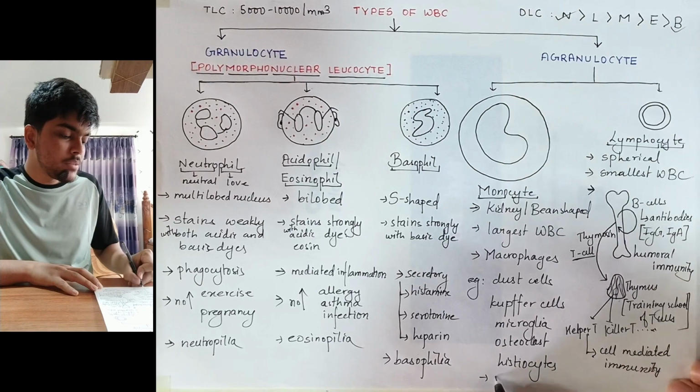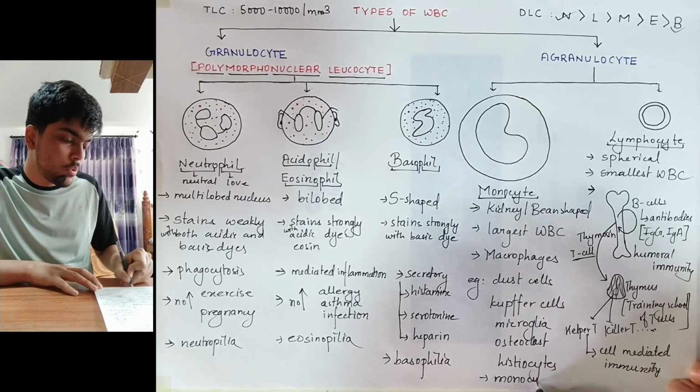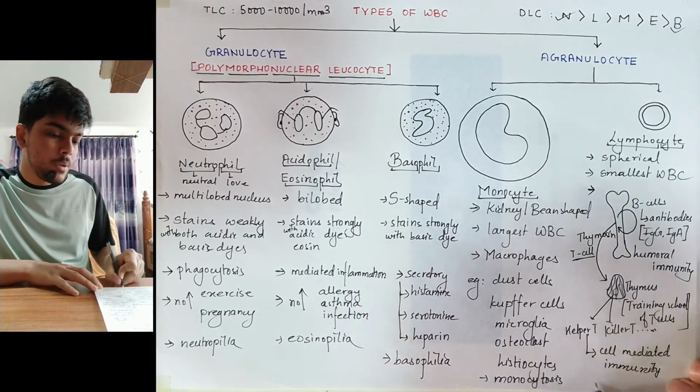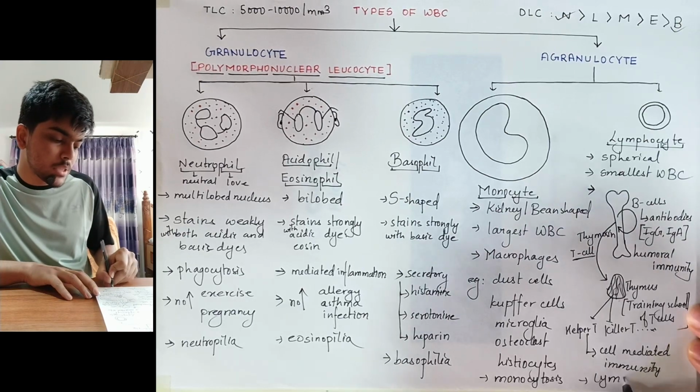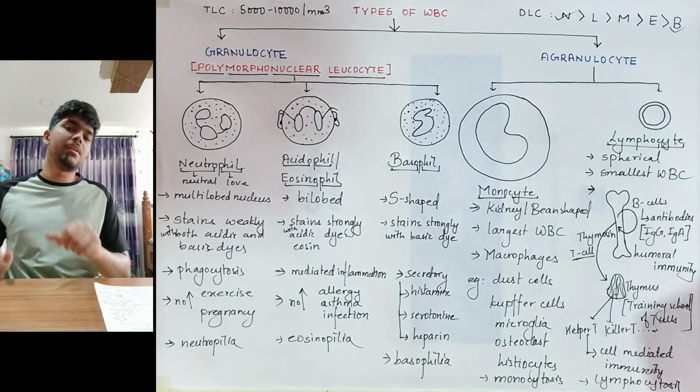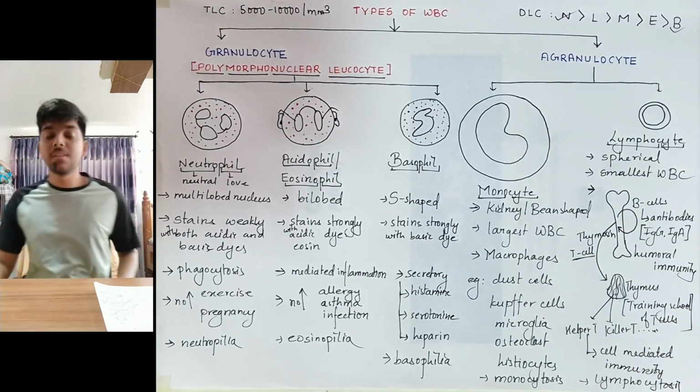When the number of monocyte is more than the normal number, that's monocytosis. And when the number of lymphocyte is more than the normal number, that's lymphocytosis. And that's it for this topic. Let me revise it for you.